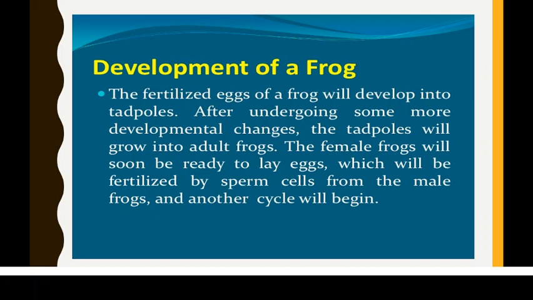And then in adult frogs, the female frog will soon be ready to lay eggs, which will be fertilized by sperm cells from the male frog. And another cycle will begin. That is, it will again give rise to fertilized eggs and again develop into tadpoles. The tadpoles will again develop into adult frogs, and again the female frog will soon be ready to lay eggs which will be fertilized by sperm cells, right?